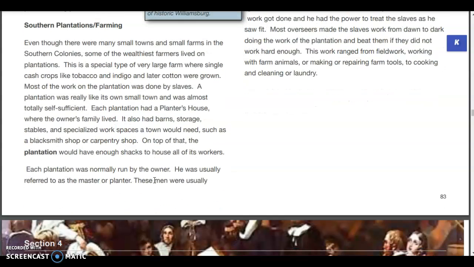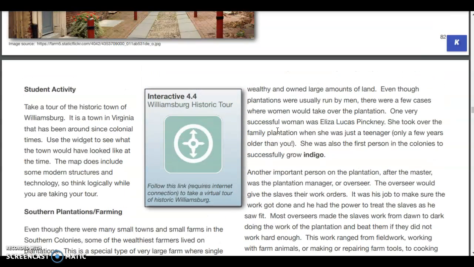Each plantation was normally run by the owner. He was usually referred to as the master or planter. These men were usually wealthy and owned large amounts of land. Even though plantations were usually run by men, there were a few cases where women would take over the plantation. One very successful woman was Eliza Lucas Pinckney. She took over the family plantation when she was just a teenager, only a few years older than you. She was also the first person in the colonies to successfully grow indigo.